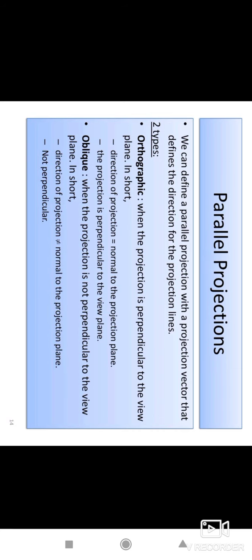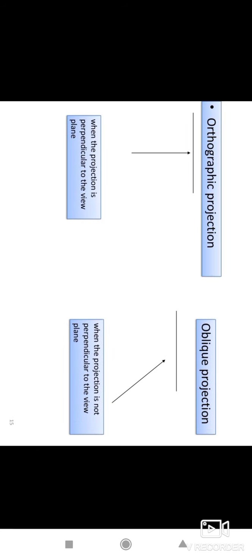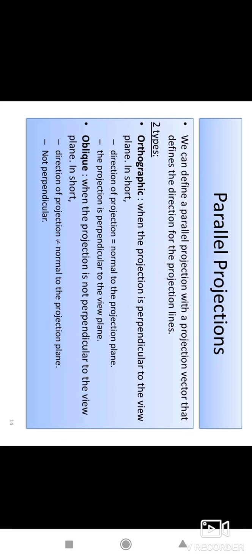When the projection is perpendicular to the view plane. Okay, here the projection line is perpendicular to the view plane, then it is known as orthographic projection. When it is not perpendicular to the view plane, that is known as oblique parallel projection. That is, one is at the normal, that is makes an angle of 90, that is perpendicular with the view plane. The projector lines are parallel to the perpendicular to the view plane. So that is known as orthographic projection. Which are not perpendicular, that is known as oblique projection.